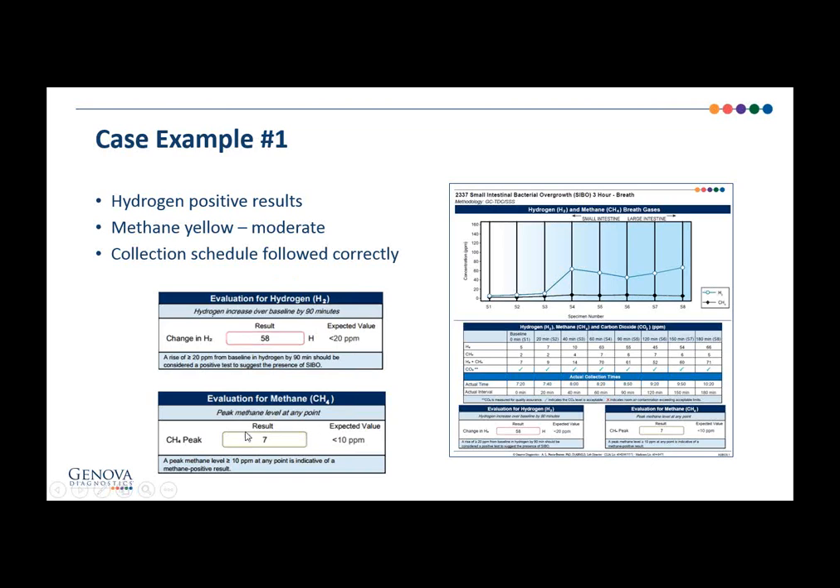The evaluation for methane shows up in this yellow box, and so the peak methane level at any point during the test. So if we go back to our chart here and look at methane, the second line here in the chart, we're looking for the highest number, and so we see 7 at 60 minutes, we see 7 again at 120 minutes, so 7 seems to be the highest number, and that's how we get our evaluation for methane. So the expected value is 10 or greater as a methane positive test, but remember we talked about how there may be clinical significance of a number that's 3 to 7.